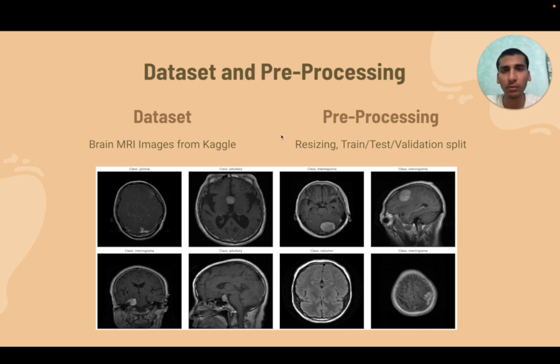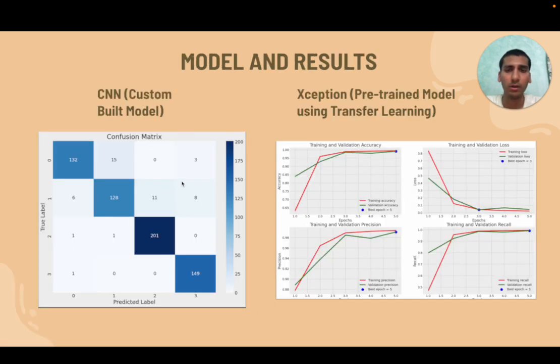You have to do some pre-processing work in terms of resizing and splitting the dataset. And then these are some results. By no means are these supposed to tell you something very specific, just to give you an idea of what it looks like. On the right hand side, we have the Xception model, which is a pre-trained model, so we repurposed it for our project.